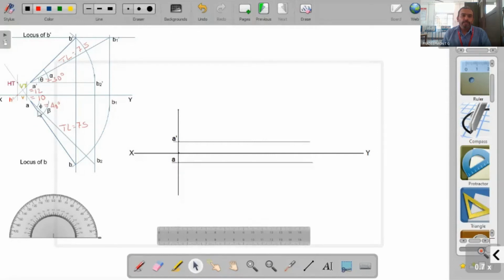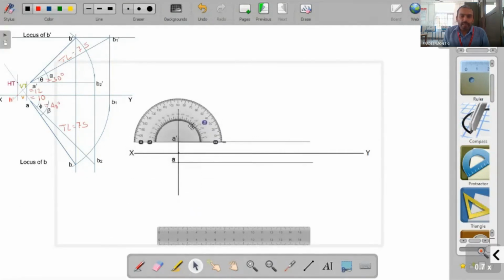Once A dash as well as A is located, you can directly draw the locus of A dash, that is this horizontal line, as well as the horizontal line through A. It is not visible here, but we know that there is a horizontal line here. So the locus of A, that is these 2 lines, we have already marked. Then from A dash, mark an angle equal to 30 degree.